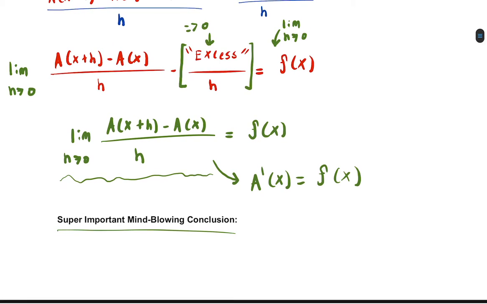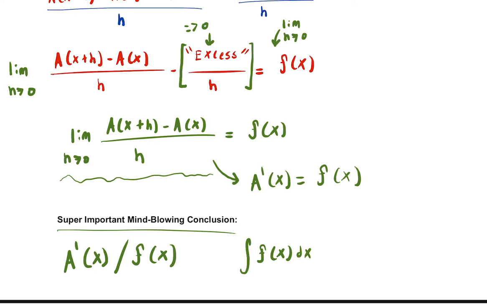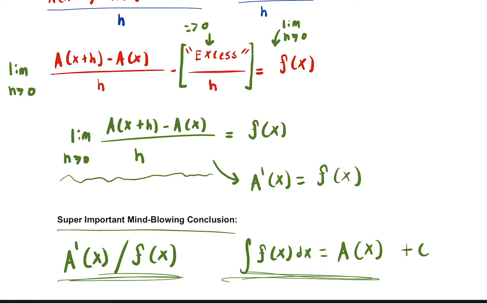And so what we have here are two super important, mind-blowing conclusions. The derivative of an area function is equal to the original function. What that also means is if I take the integral of the original function with respect to x, I will have that area function plus some c. And so this right here is the first really important part of the fundamental theorem of calculus, the relationship between a derivative and an integral.